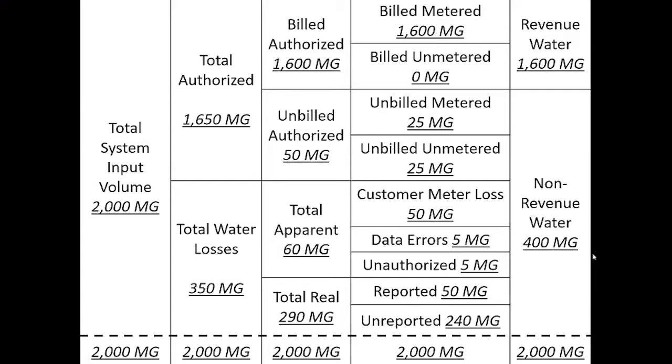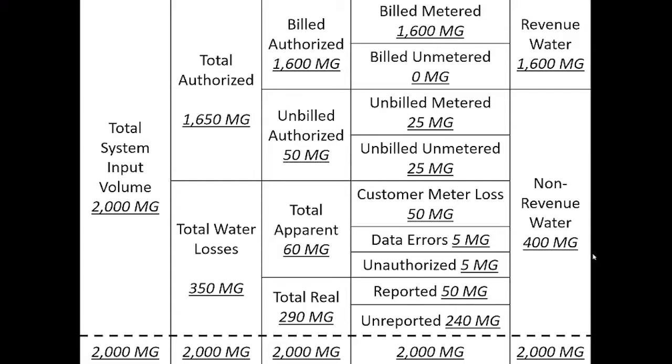This is going to auto-calculate on the form: the remainder of water loss after those other types of losses have been accounted for, and give you an idea of what is leaking from the pipeline, from the pipes, that was not found by the utility.